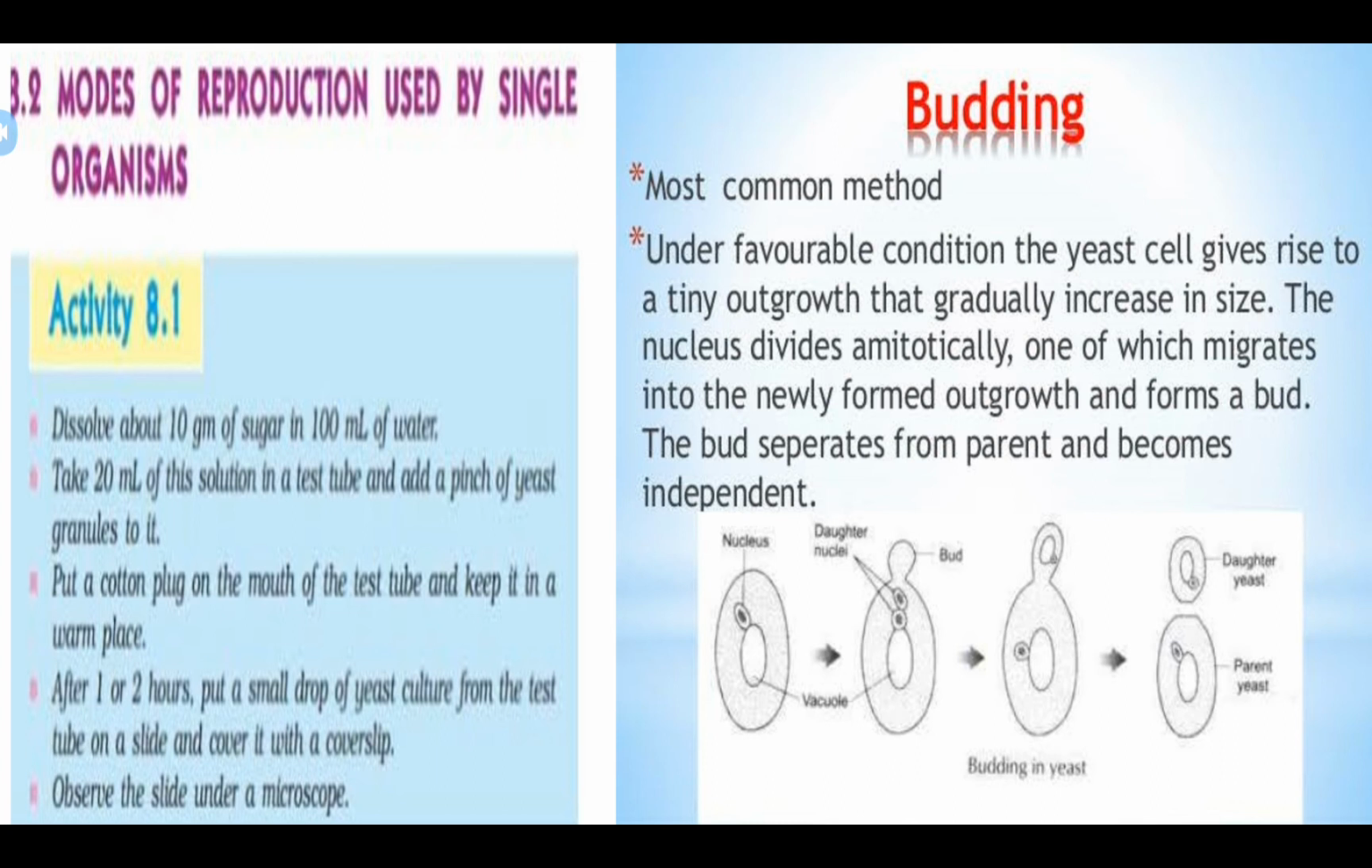After 1 or 2 hours, put a small drop of yeast culture from the test tube on a slide and cover it with a cover slip. Observe through a microscope. What do you observe? You may see the formation of new yeast cells. But how do you know whether it is yeast or not? Now read this and observe the figure, then you can understand easily. Actually, yeast gives rise to a tiny outgrowth. That outgrowth gradually increases in size. Do you know the name of that? That is called a bud.